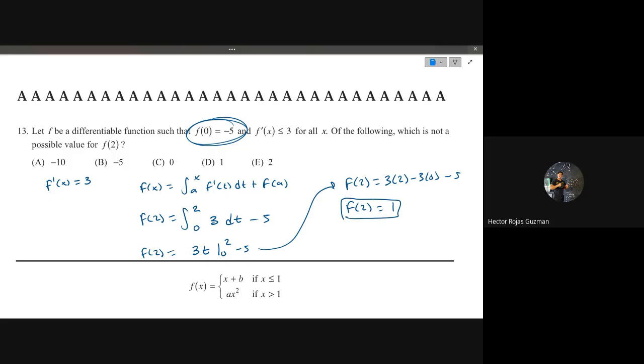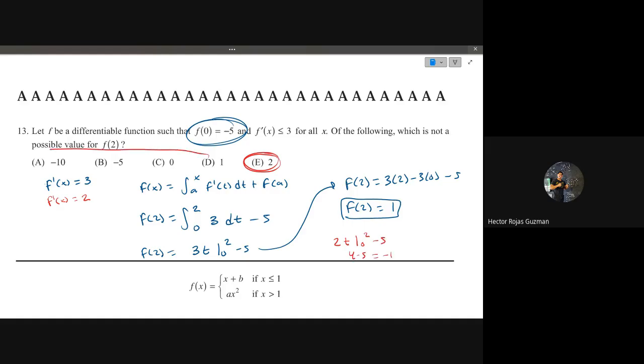Okay. But that's assuming that f prime of x is the biggest possible value it could be, like 3. That means it could also be anything smaller than that. So out of all these choices, it cannot be 2 because 2 is still greater than 1. Like, let's say f prime of x wasn't 3, it was like 2. Then the answer that we get right here wouldn't be 1, right? It would have been 2t evaluated from 0 to 2 minus 5, which is 4 minus 5, which is negative 1.